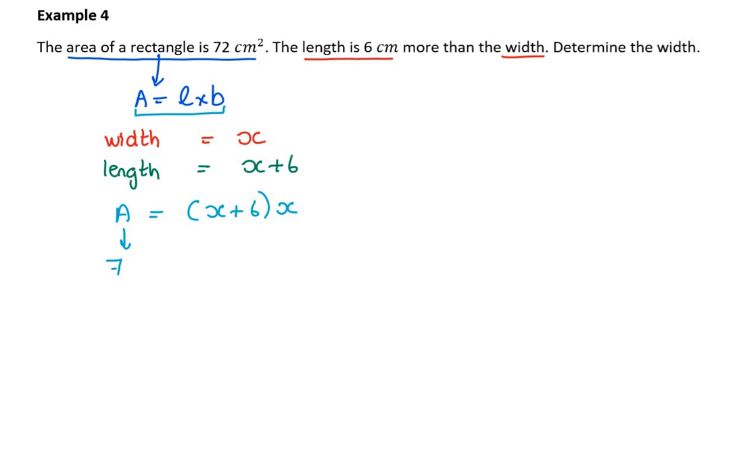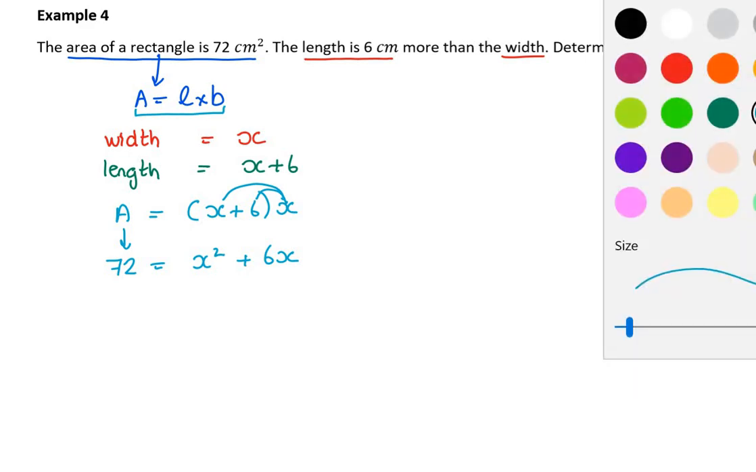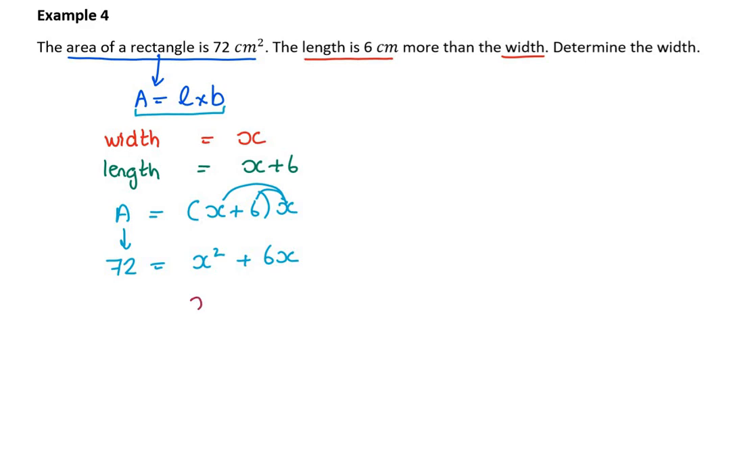My area is 72. So if I multiply this out, this is x squared plus 6x. And what do you know? This is a quadratic equation. So my quadratic equation said one side equal to 0. I prefer to keep my x squareds positive, so I'm going to keep everything on this side, but I'm going to minus 72 on both sides. So make one side equal to 0.